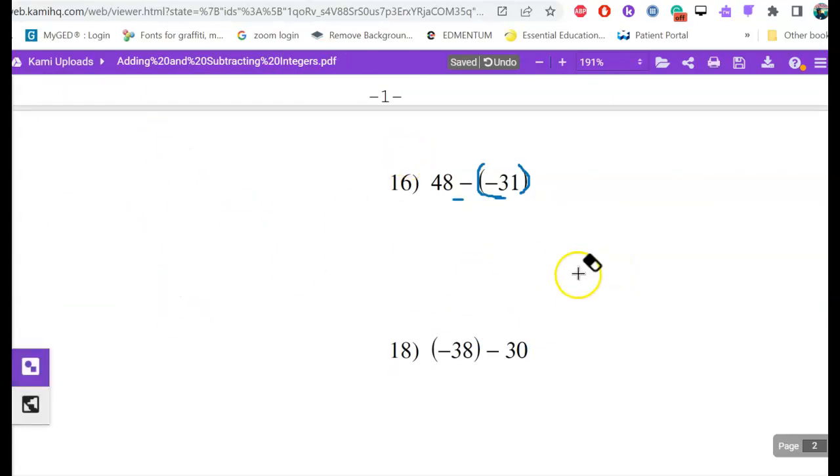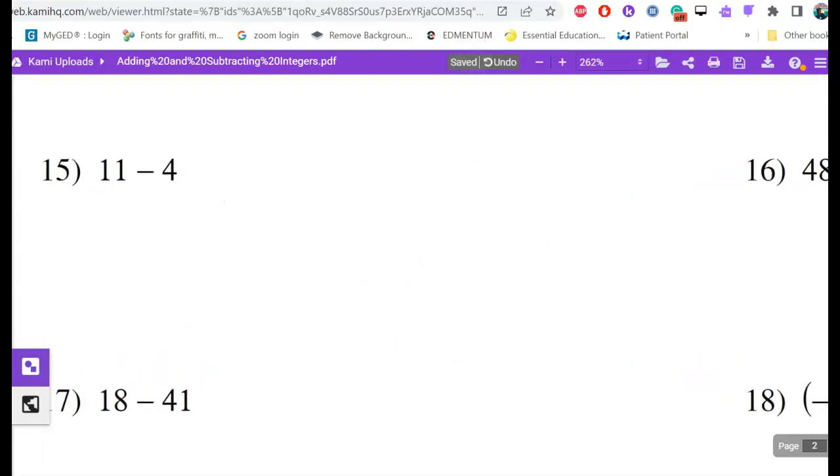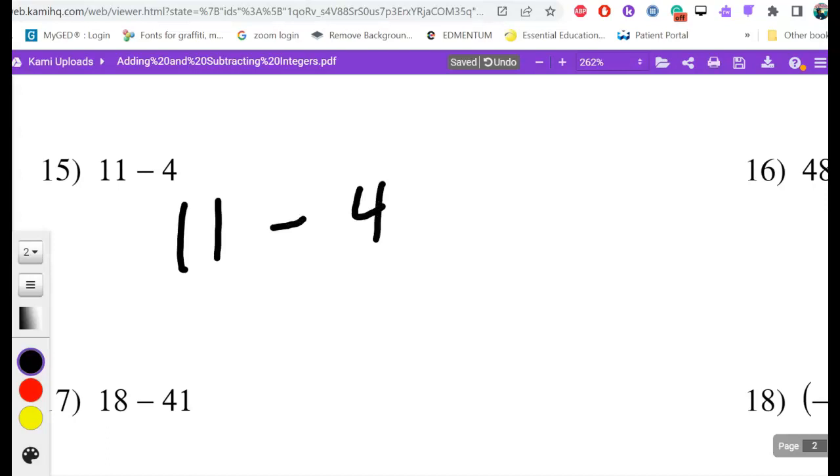So, let's do a few more. All right. 11 minus 4. Again, if you look at it, you can see that this is going to be a positive number because this is a regular old subtraction problem, right? We know that 11 minus 4 is 7, okay? We know that this answer, just by looking at it, is going to be 7. But let's go ahead and follow the subtraction rules anyway.